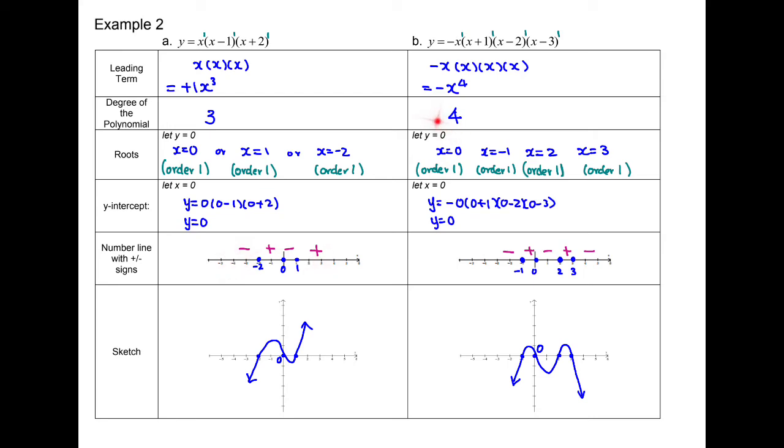Now, for question part B, since the degree of the polynomial is an even number, which is 4, that means on the right-hand side and on the left-hand side of the number line, they should have the same sign. So look at this. On the right-hand side is negative, on the left-hand side is negative. That means most likely we got the correct graph.